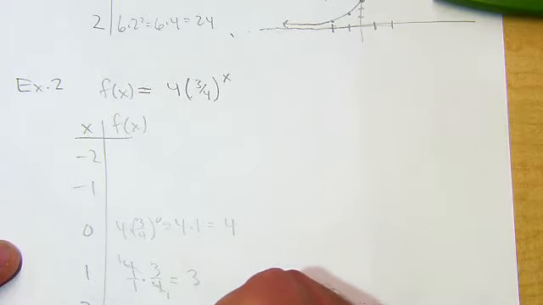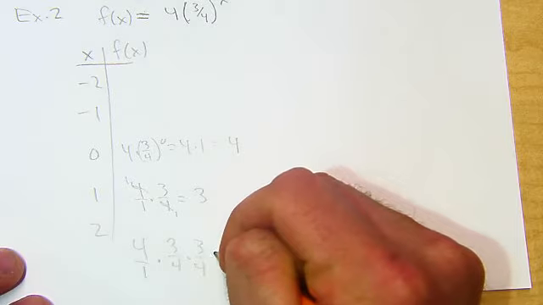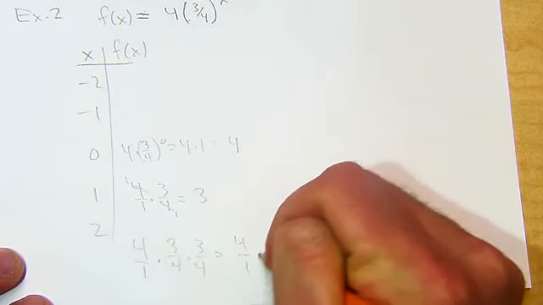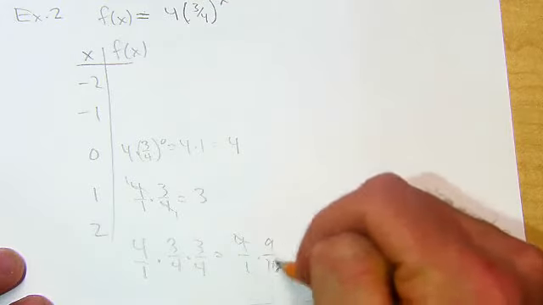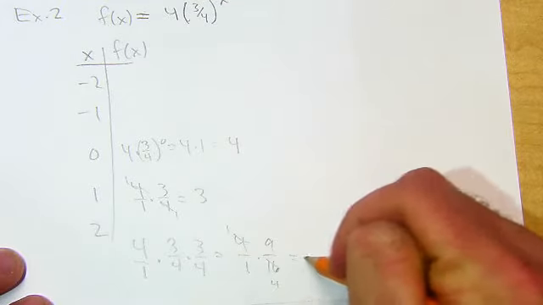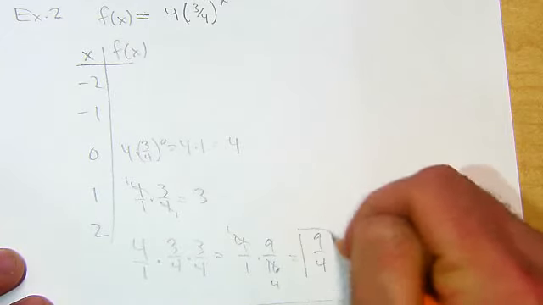Remember, that means do this. 3/4 times 3/4. 4 over 1 times 9/16. This also cancels. So we're talking 9 over 4. Okay, that's the positives. So going down here in the negatives, you can do the same thing.